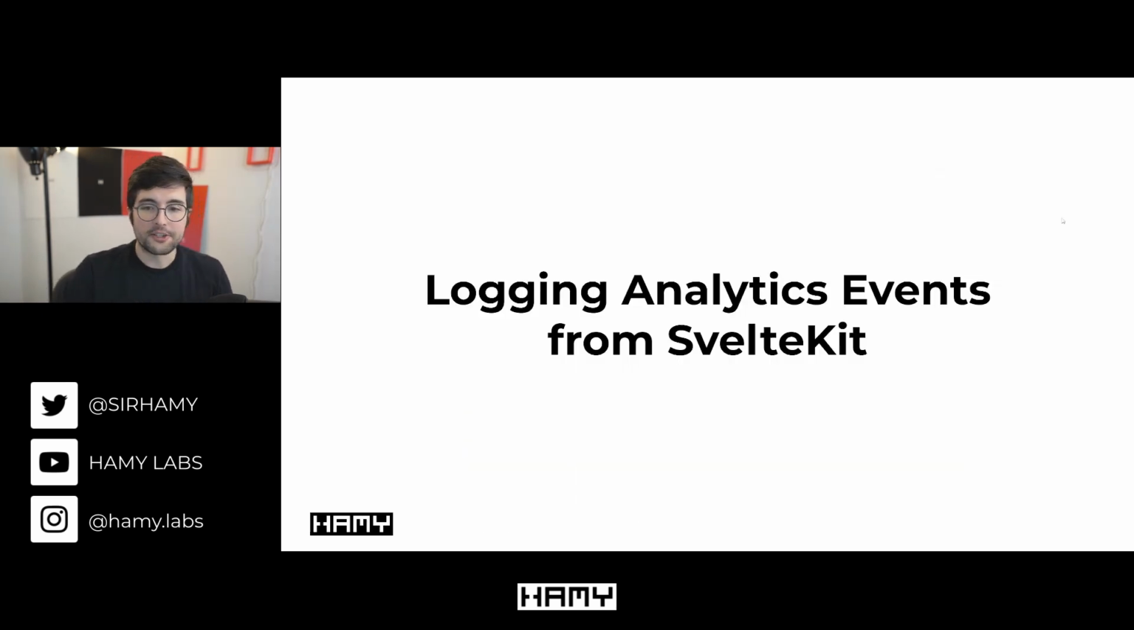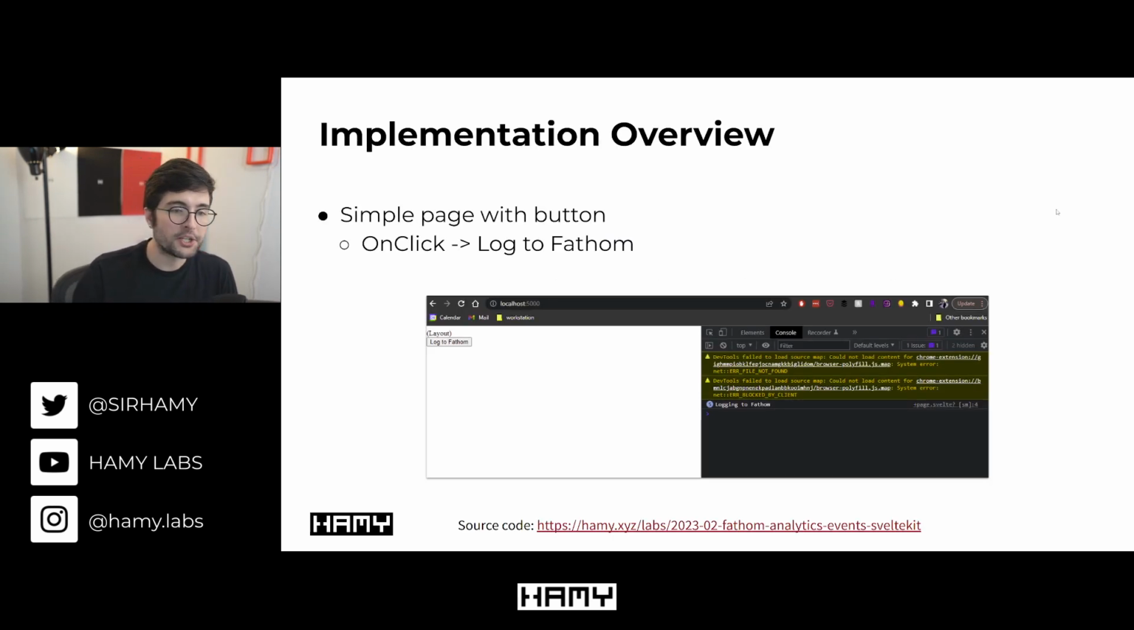Okay, so now that we kind of understand what these analytics events are and how these might be triggered, let's go into the actual example of how to log these from SvelteKit. So for this implementation, we're basically going to have a really pared down simple version of what I just showed you that I use for Creation Cycle. It's just a simple page with a button, and then on click of that button, we're just going to log this event to Fathom. And this is kind of what it looks like.